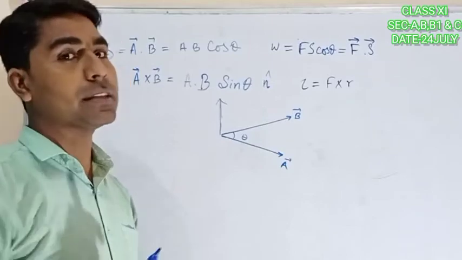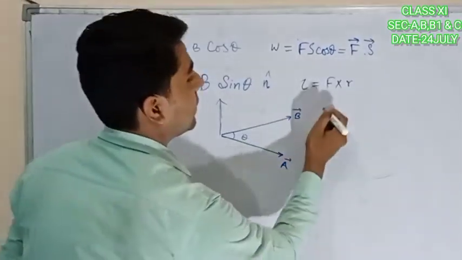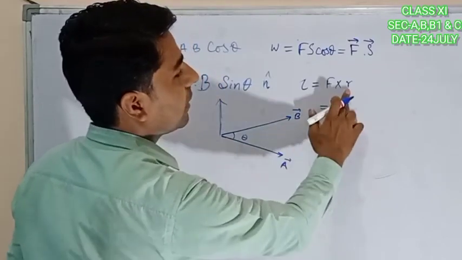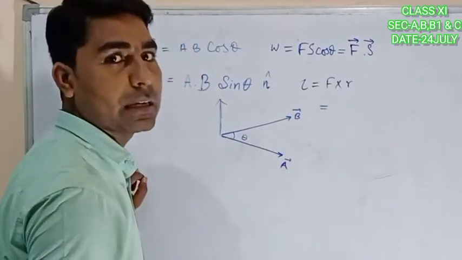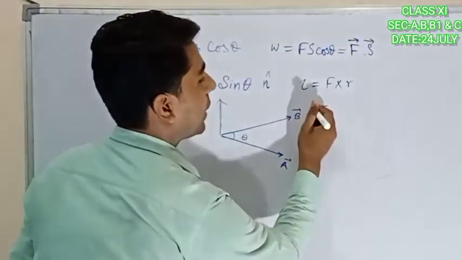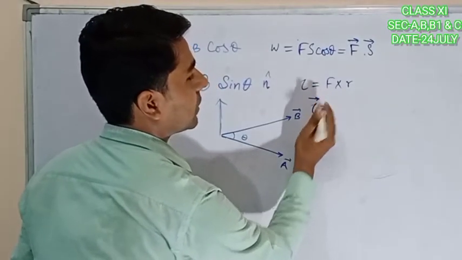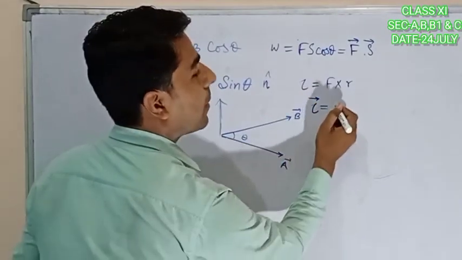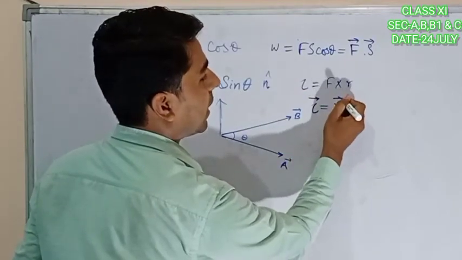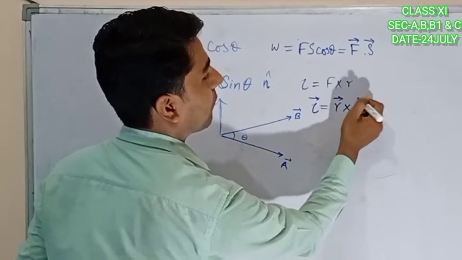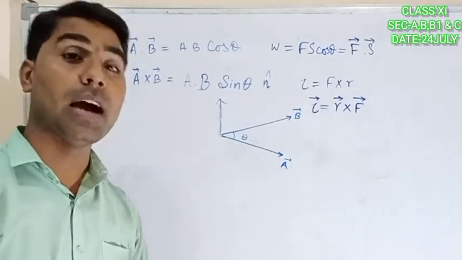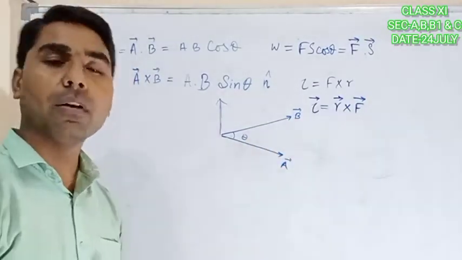Now I am going to put this into vector notation. The force is a vector quantity, the perpendicular distance is also a vector quantity, and torque is also a vector quantity. So in vector notation, instead of writing F into R, the correct way is torque equals vector R cross vector F, not F cross vector R. R vector cross vector F. Why?